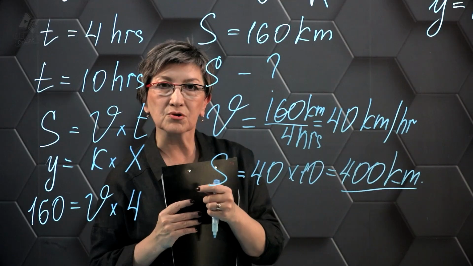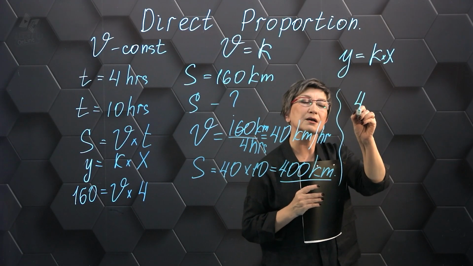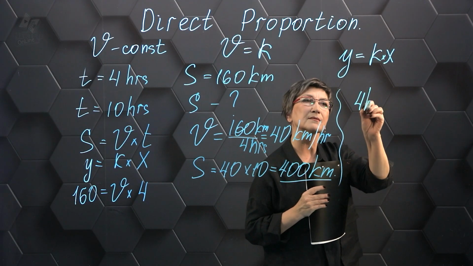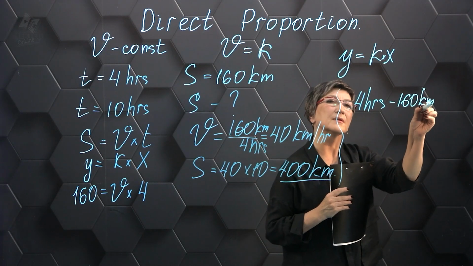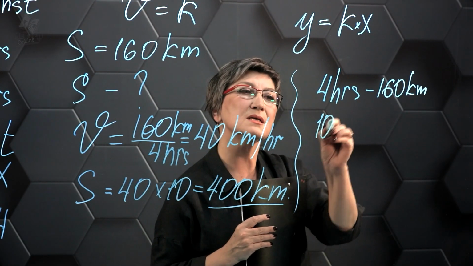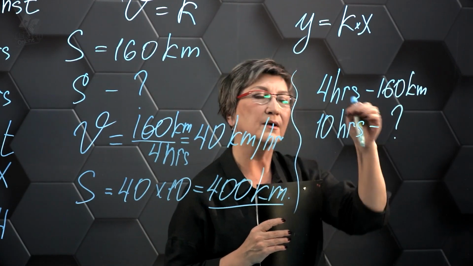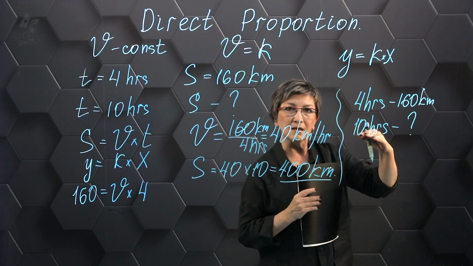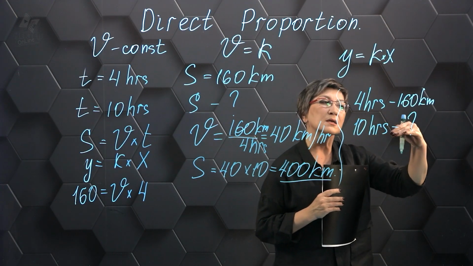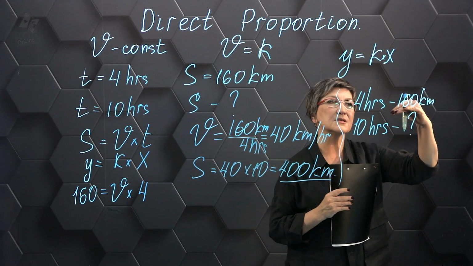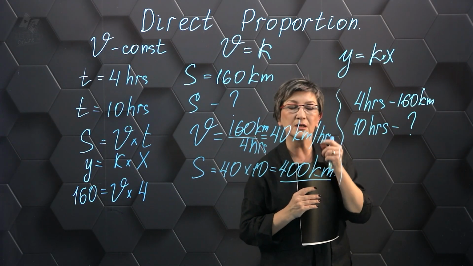We can make a proportion. To do that, I'm going to write down that when we drove for 4 hours, we drove 160 kilometers. And when we drove for 10 hours, how many kilometers will we have traveled in that time? By writing down the terms in this way, we wrote hours under hours. We need to find kilometers, so we wrote them under kilometers.